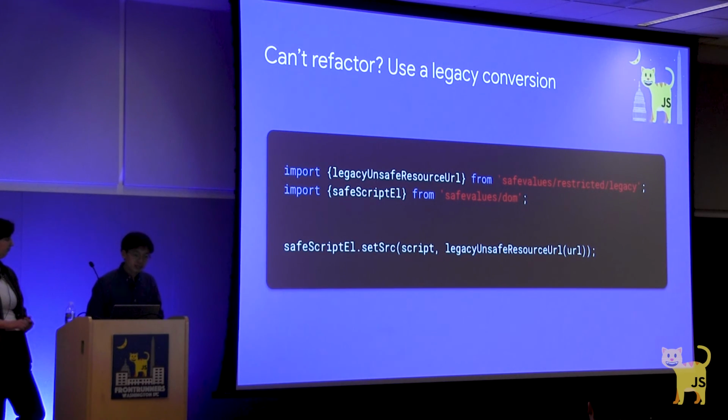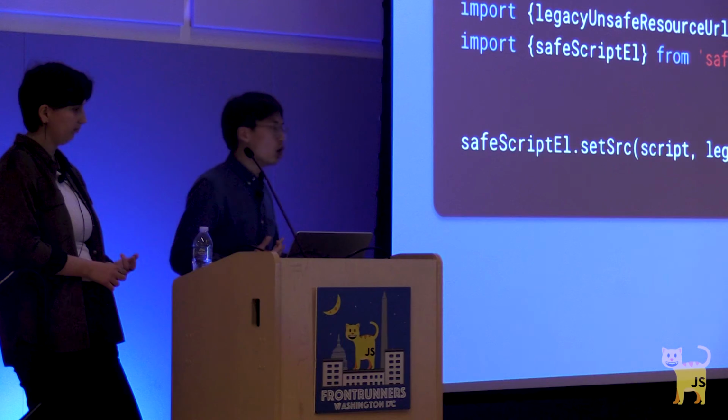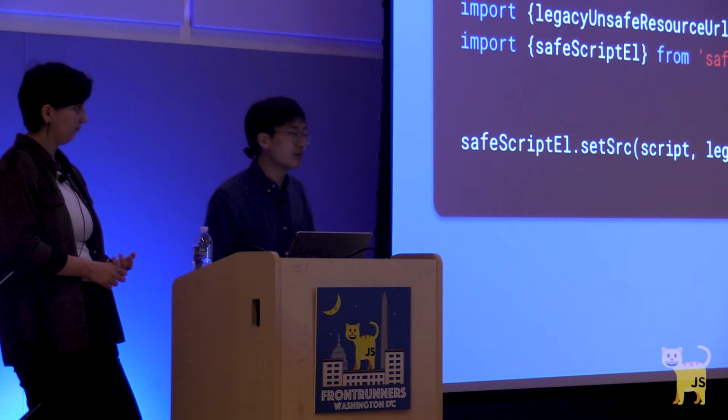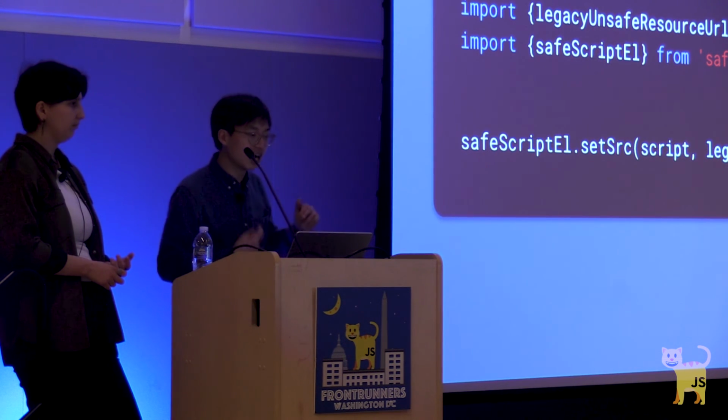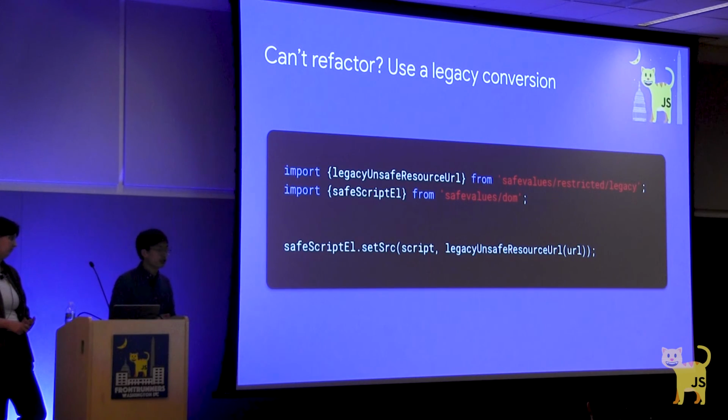So for that, we use this thing called a legacy conversion, which is sort of like a giant to-do in your code base. And here we see that we have a library function provided by safe values that we can use to do this legacy conversion. And in modern development tooling, when we have time to address this tech debt, all we need to do is right-click on VS Code, and it'll actually list out all the usages of this legacy unsafe conversion in your code base. So you can use that as a source of truth on what you have to go back and fix later.